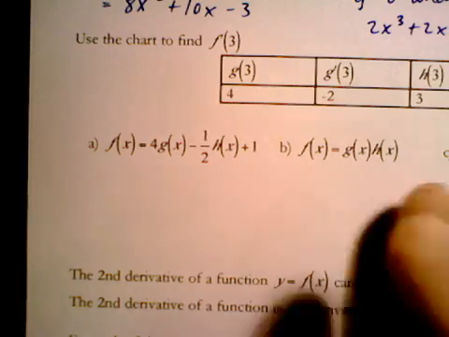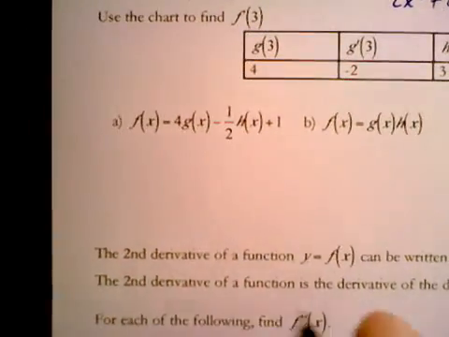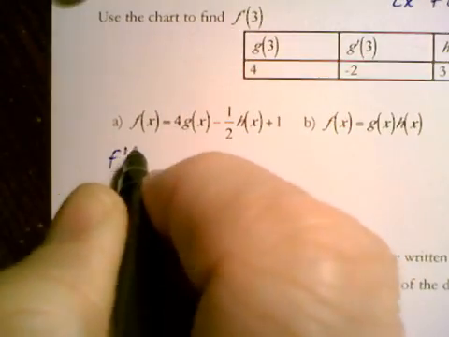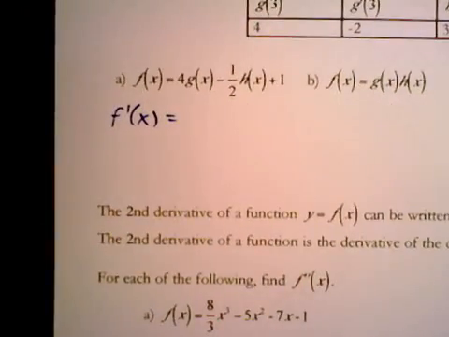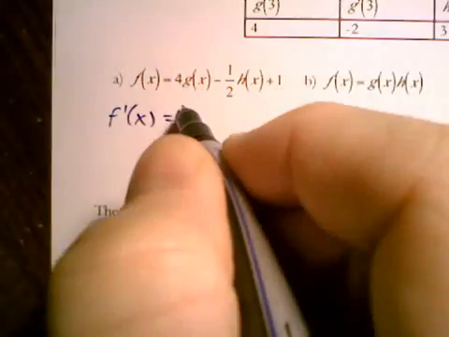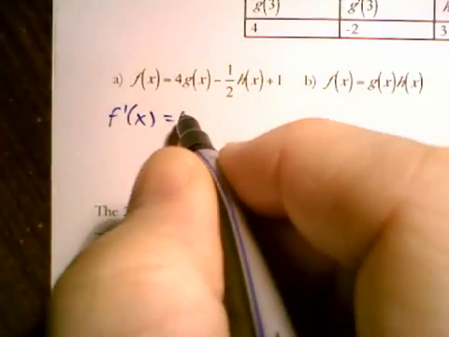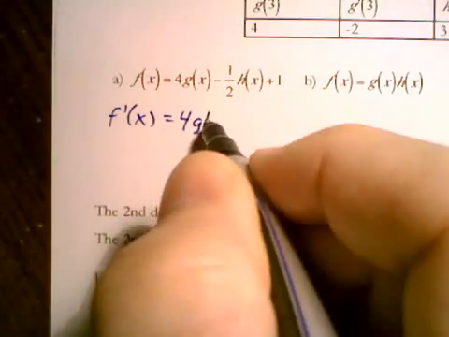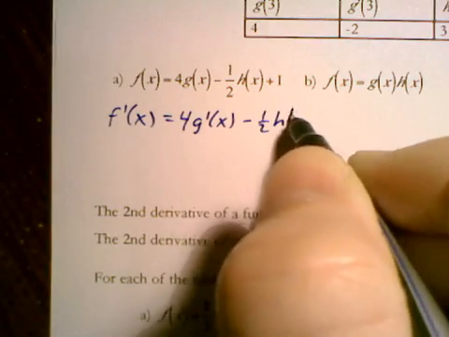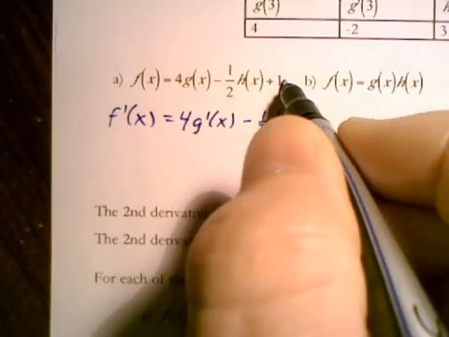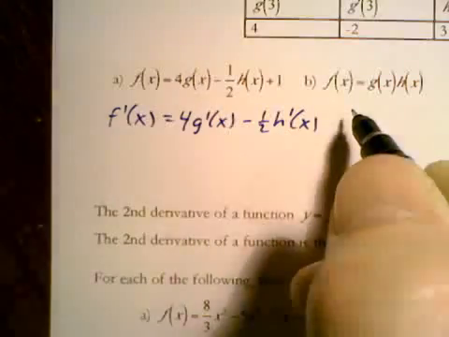And hopefully after these 4 examples you'll see how it works. Okay, so anyway, the first thing we want to do is figure out what is f prime of x. And f prime of x is equal to, remember the constant multiple rule? Well, we have 4 times g prime of x, minus 1/2 times h prime of x, and then plus 1, the derivative of 1 is 0.